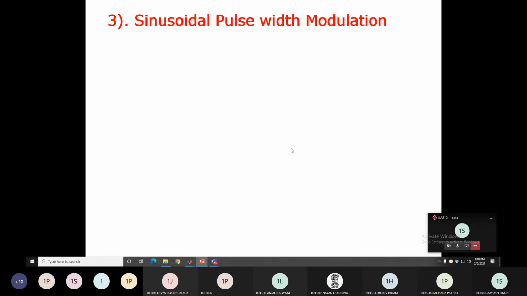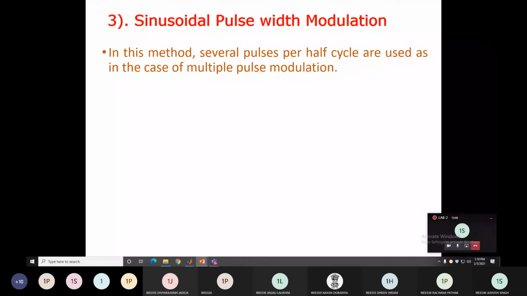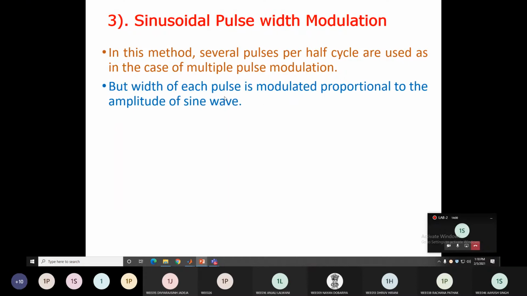Let's again repeat what the sinusoidal pulse width modulation technique is. It is the same as multiple pulse width modulation. We generate a number of pulses per half cycle, but the difference is that the width of each pulse is modulated in proportion to the amplitude of the sine wave. As the amplitude of the sine wave increases, the width of the gate pulse also increases, and as the amplitude decreases, the width of the gate pulse is also reduced. That is called modulation of the gate pulse proportional to the amplitude of the sine wave.